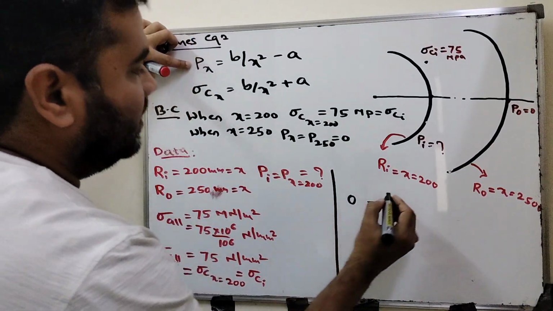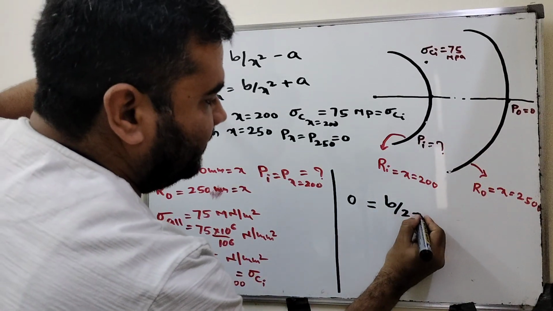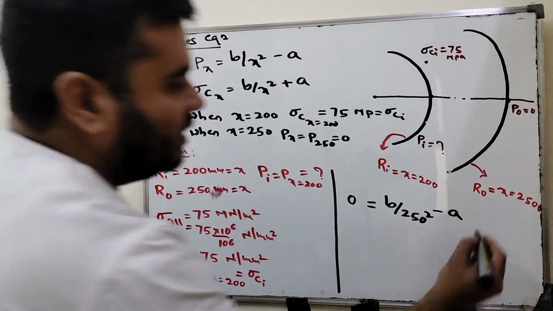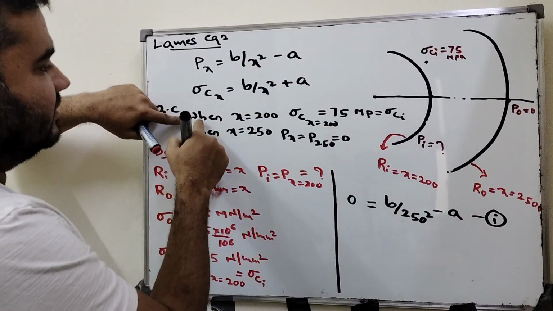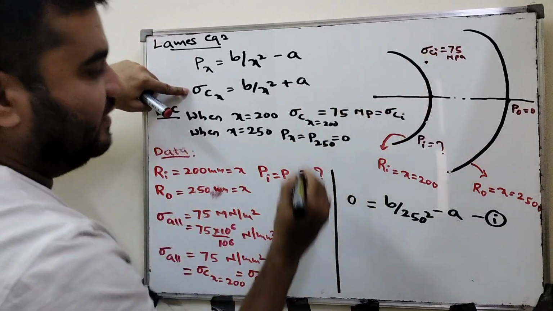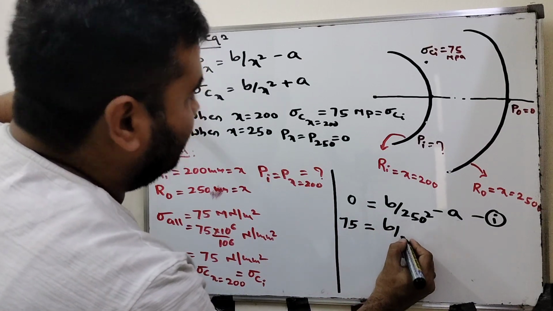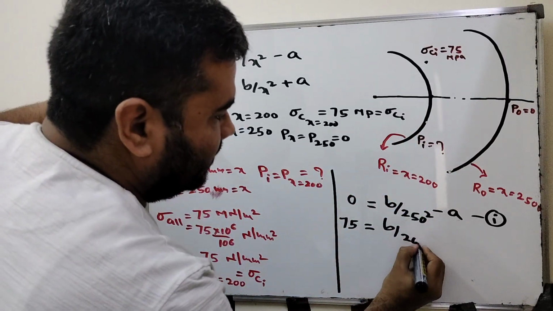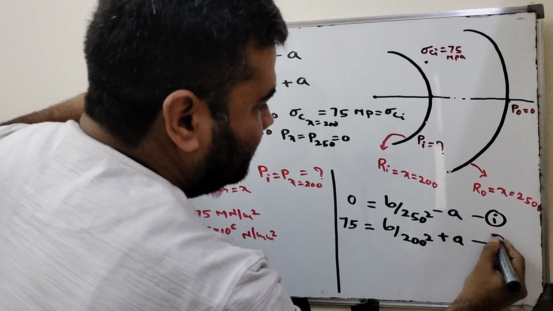This is 0 equal to B by x square, x is 250, 250 square minus A. This is one equation. Call it equation number 1. Similarly, apply the first boundary condition here. When x equal to 200, that is circumferential stress is 75. That is 75 MPa equal to B by 200 square plus A. This is equation number 2 here.